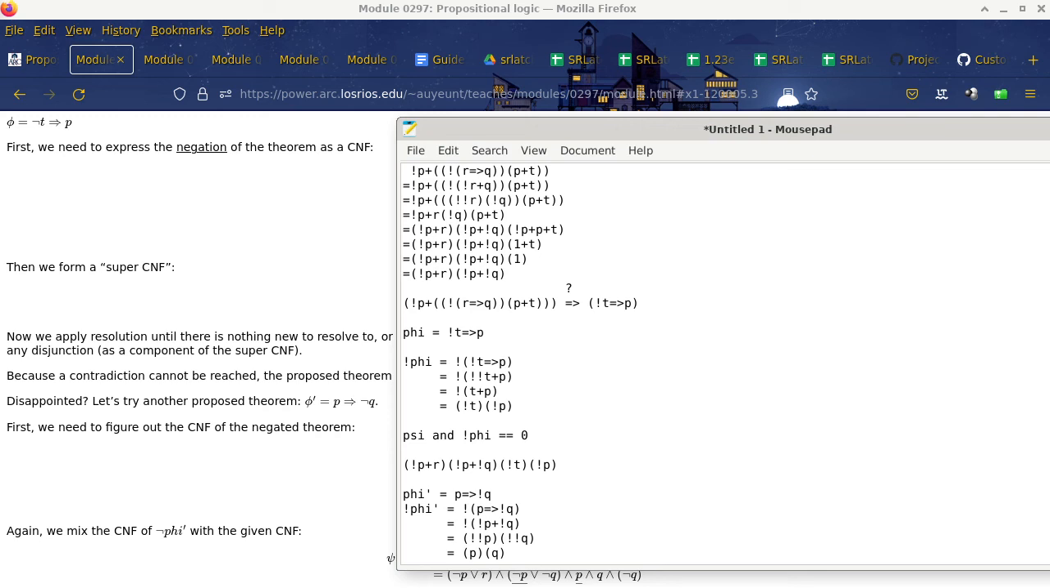So for the previous one, it's just undetermined at this point? Nope. The conclusion that we draw here is it is not a theorem. So as a conclusion, because we cannot resolve to 0, phi is not a theorem, which also means psi does not imply phi.